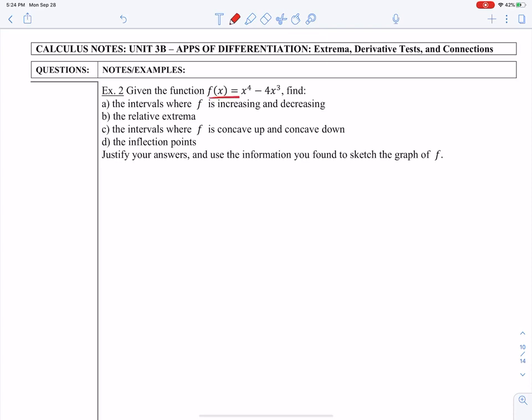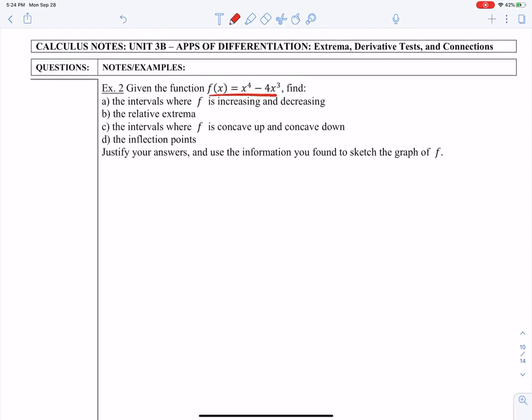If we look at a function like x to the fourth minus 4x cubed, I can now answer a ton of questions about it. I can find the intervals where it's increasing and decreasing. I can find relative extrema. I can find where f is concave up and down, and I can find the inflection points. All along, we're going to justify our answers. So let's start by taking a derivative.